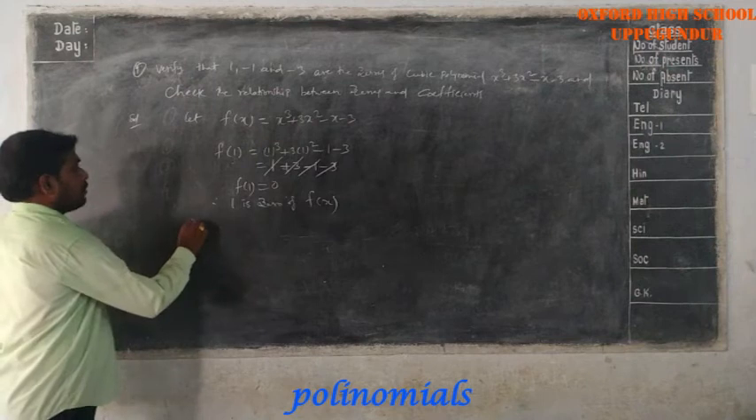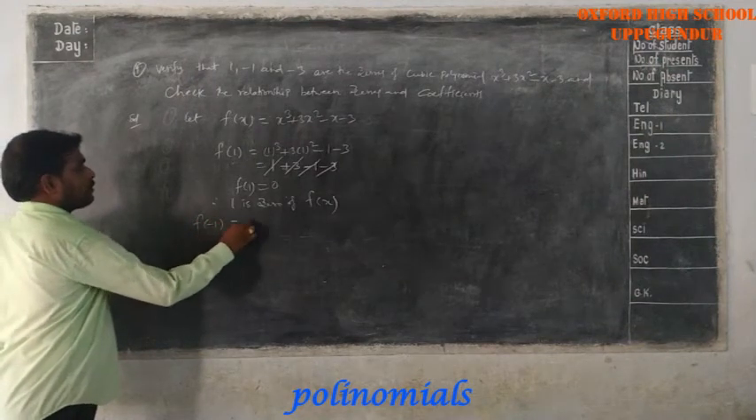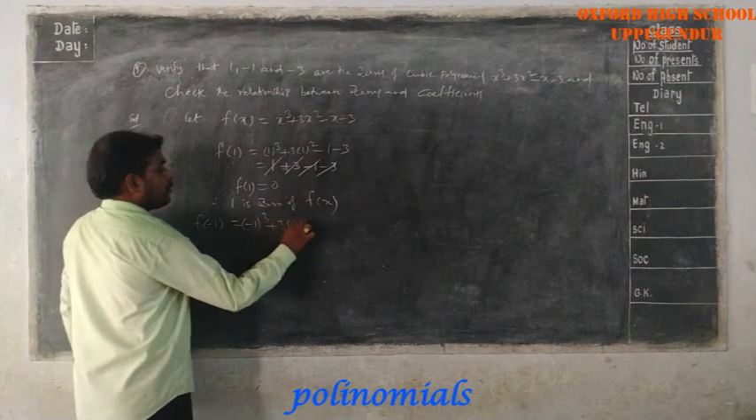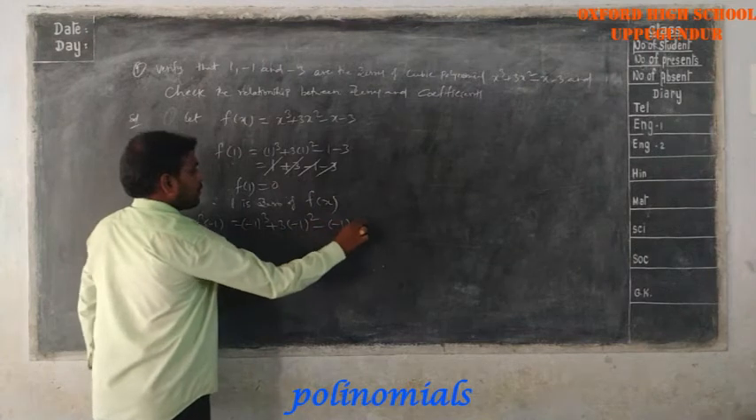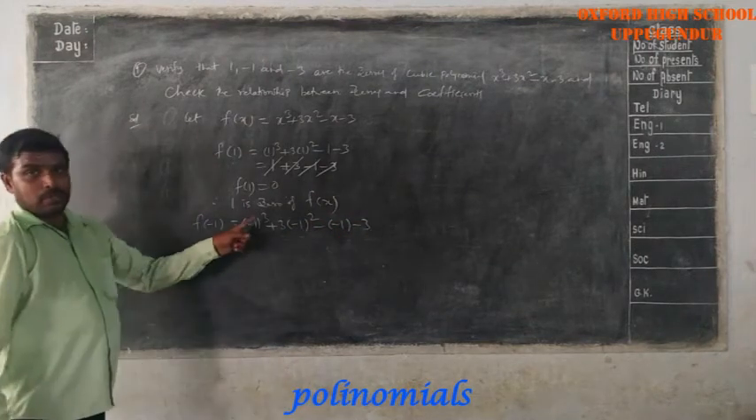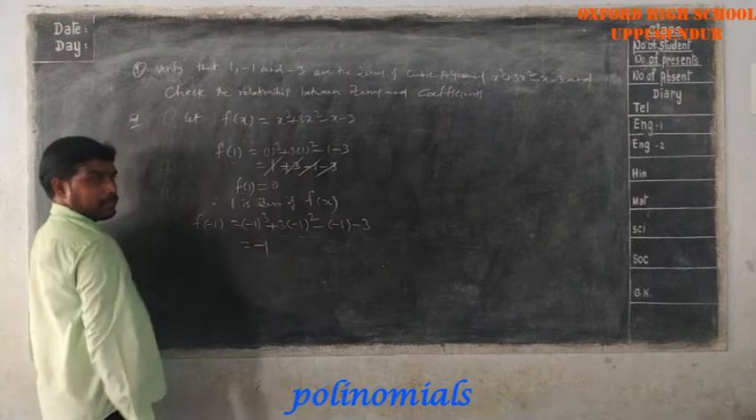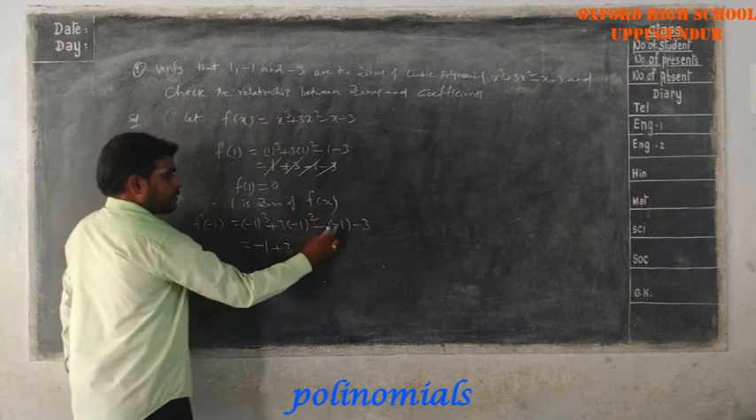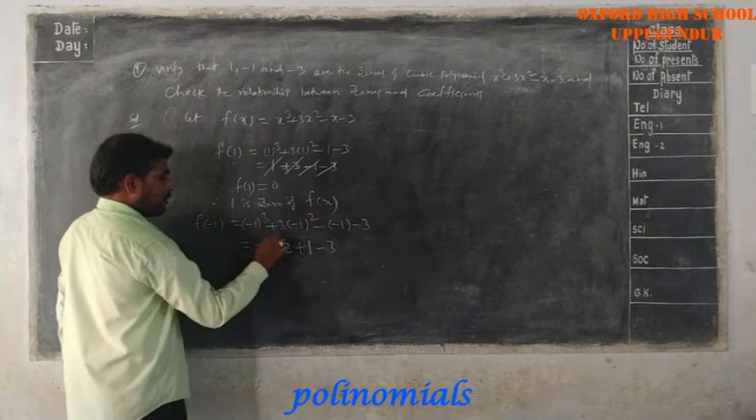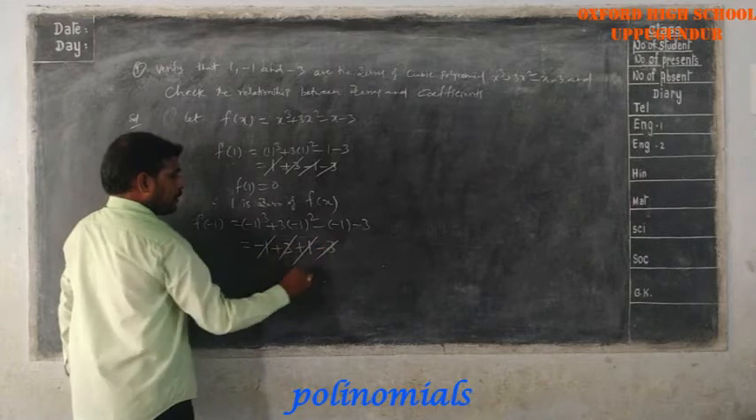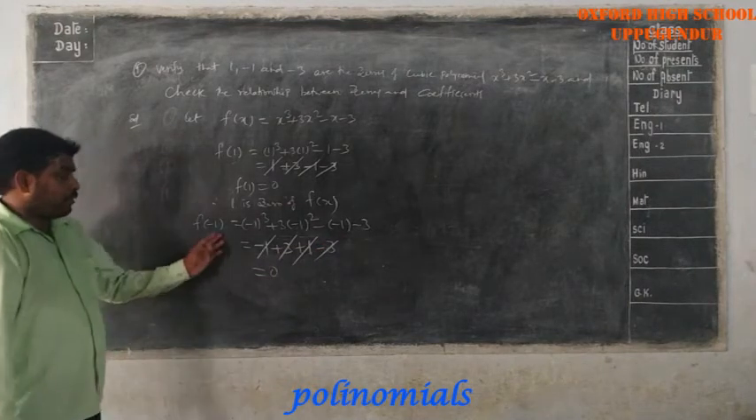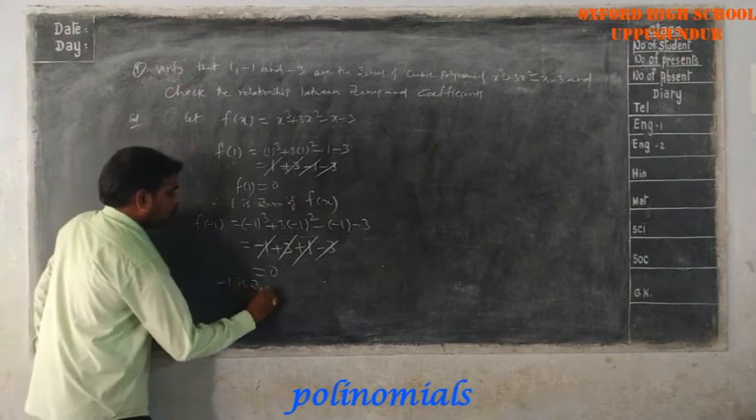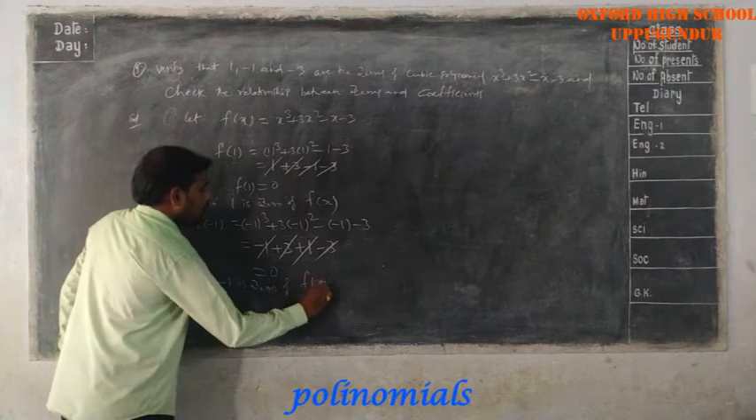Next, f of minus 1 equals minus 1 whole cube plus 3 into minus 1 whole square minus of minus 1 minus 3. Minus 1 whole cube will be minus 1. Minus 1 whole square is 1, 1 into 3, 3. Minus of minus 1 is plus 1, minus 3. So minus 1 plus 1 cancel, plus 3 minus 3 cancel, we get 0. f of minus 1 equals 0. Therefore, minus 1 is a zero of f of x.